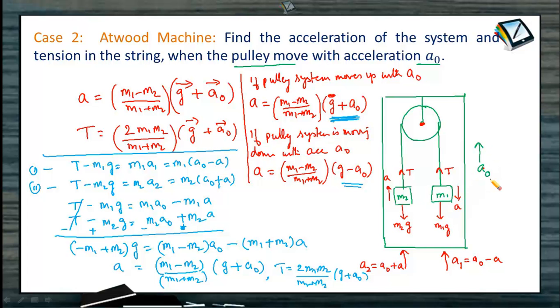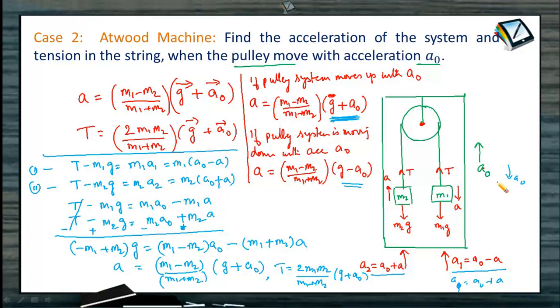When the pulley system is moving, we can take the net accelerations as a1 is equal to a naught plus a, and a2 is equal to a naught minus a. Imagine the acceleration is in the downward direction. This is the direction in which m1 as well as m2 will move, because the pulley takes both the masses together. So what will be acceleration a1 here? a1 will be a naught plus a.